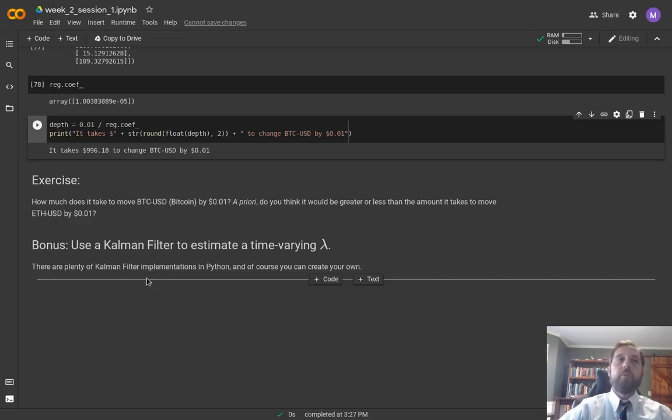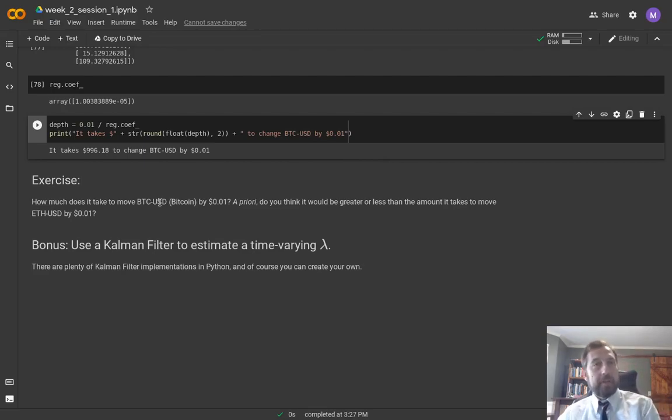Kalman filter, and what that will do is allow us to get a time varying estimate, because again, the liquidity of a book changes over time, right? This is kind of the average over the interval. So the Kalman filter will allow you to say, okay, well, how deep is the book throughout the day?